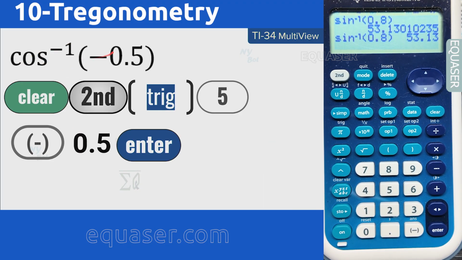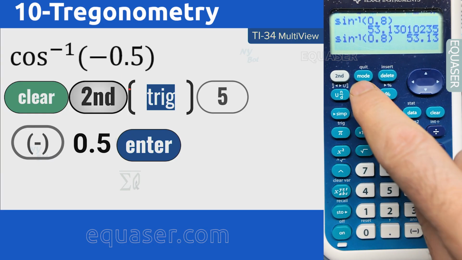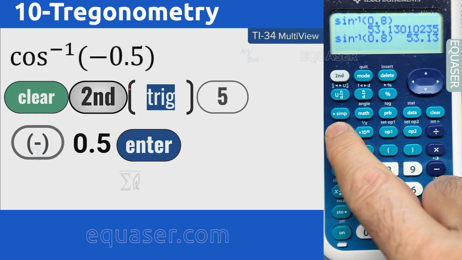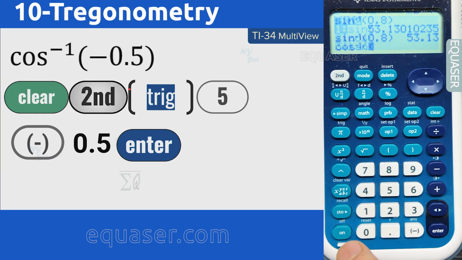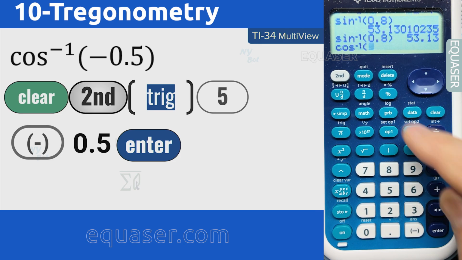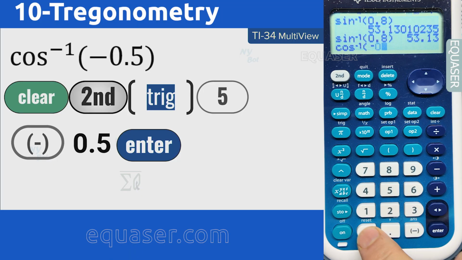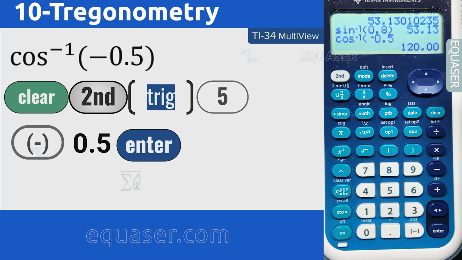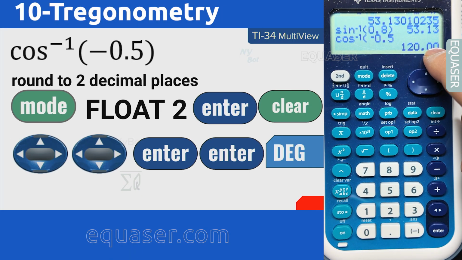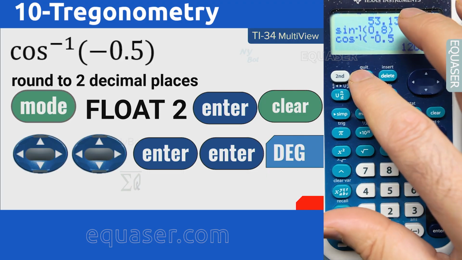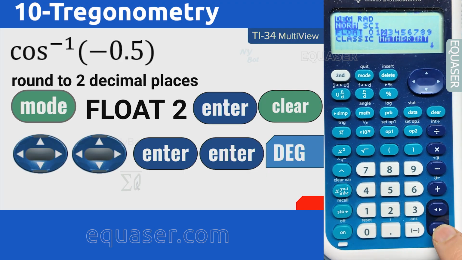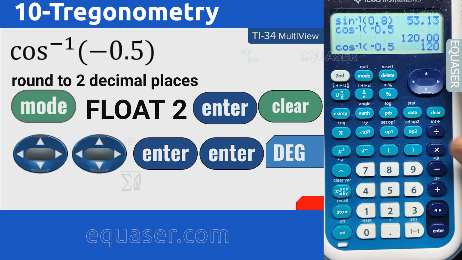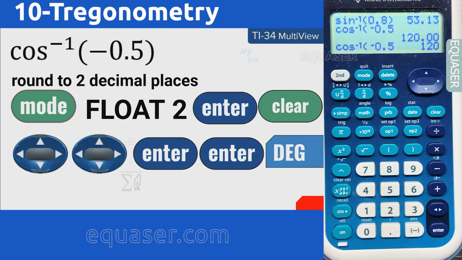The same way for cosine. The cosine of an angle is minus 0.5. Second function trig, so that will be 5, inverse cosine, and then for minus we press this button and then 0.5, enter, and that's the angle with 2 decimal places. If it was not, let's change it back to float, and enter. So that's 120 degrees.